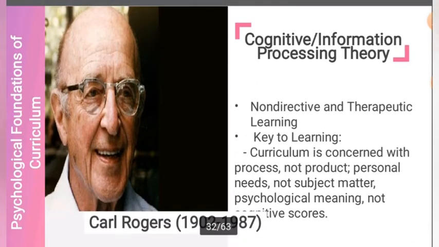Next one, we have Carl Rogers, also a founder of psychological curriculum. He proposed the theory non-directive and therapeutic learning. This theory implies that children's perceptions, which are highly individualistic, influence their learning and behavior in class. He believed that curriculum is concerned with process, not product, personal needs, not subject matter, psychological meaning, and not cognitive scores.